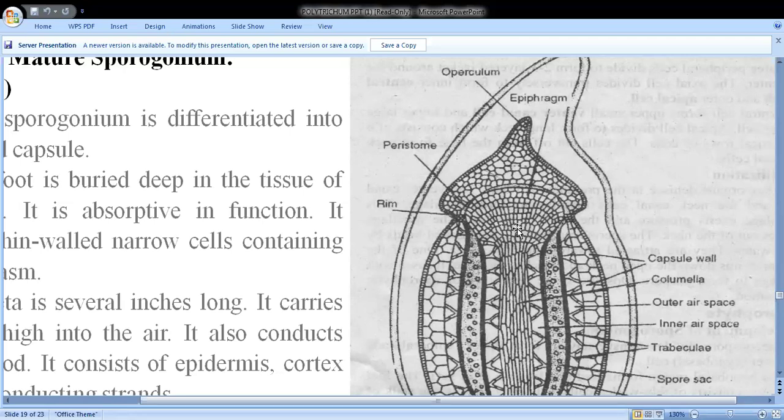So germination of spore: when the spore falls on a suitable substratum, it germinates into a branched filamentous structure. It is called protonema. The upright branches of the protonema are green and develop into the gametophore.